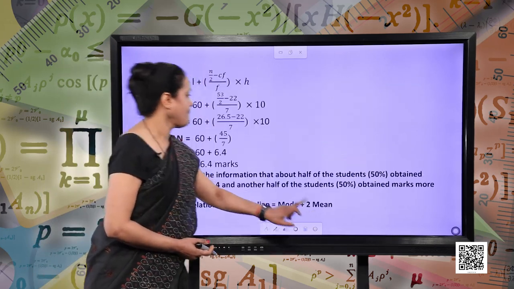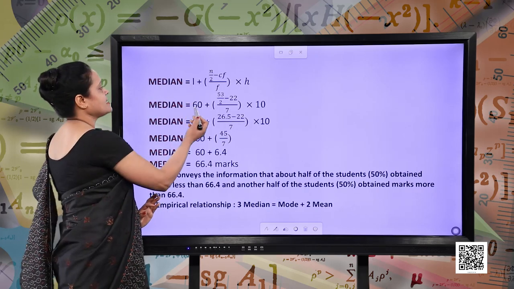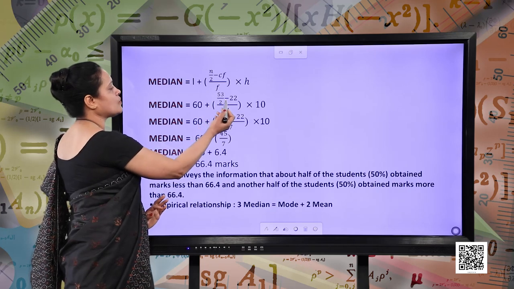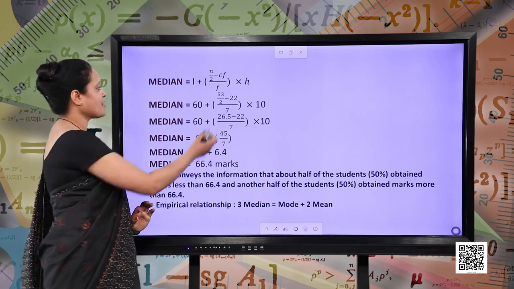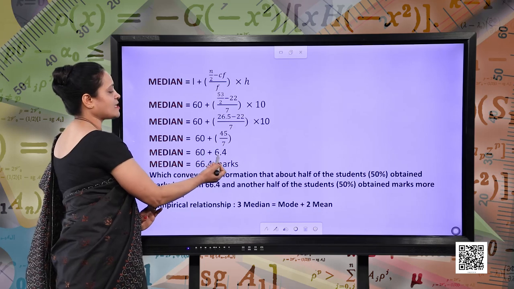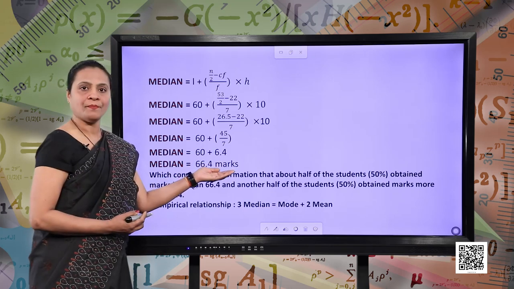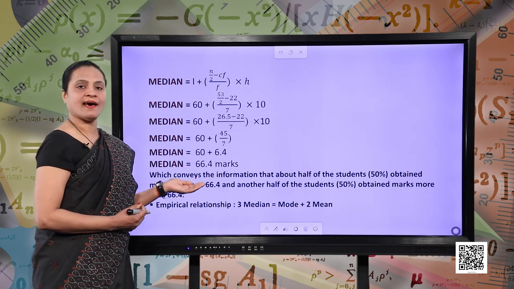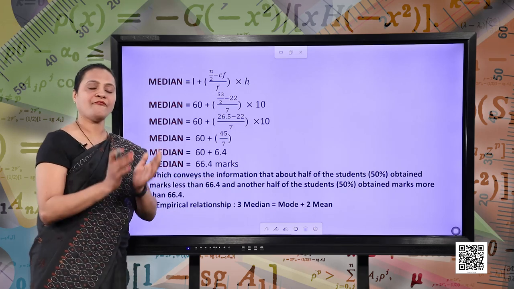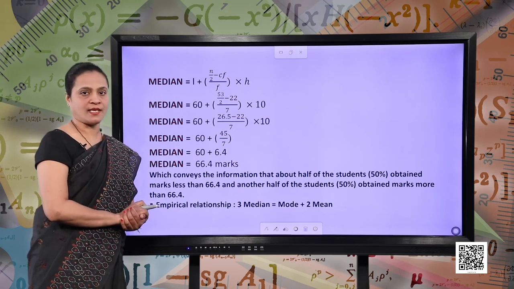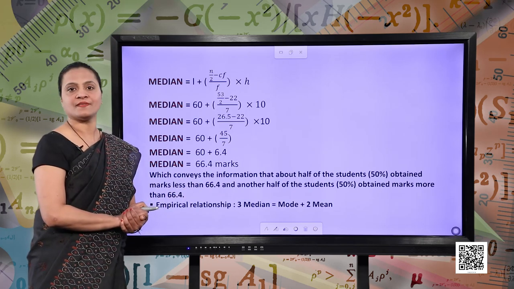So, when we substitute these values in our formula, we get 60 plus (53 by 2 minus 22) upon 7 into 10. When you calculate this, you get 60 plus 6.4 and finally the median turns out to be 66.4. Again, you can see that half the number of students have marks less than 66.4 and half of the students have marks more than 66.4. So, this median has divided the whole distribution into two halves.